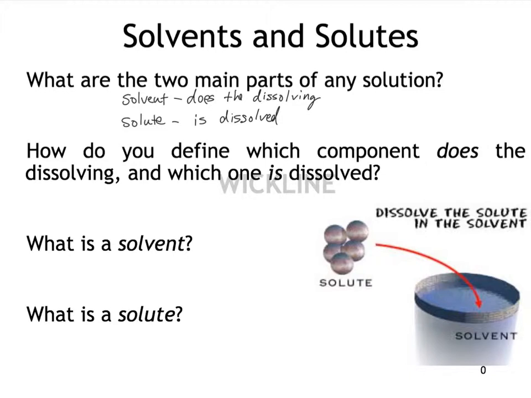In areas where it could be confusing, like let's say that you had a drop of alcohol in a bucket of water, the only way that you could tell which one is really dissolving the other is based on amounts. So the hard and fast definition is that the substance that occurs in the smaller amount is the solute, and the substance that occurs in the larger amount is the solvent.